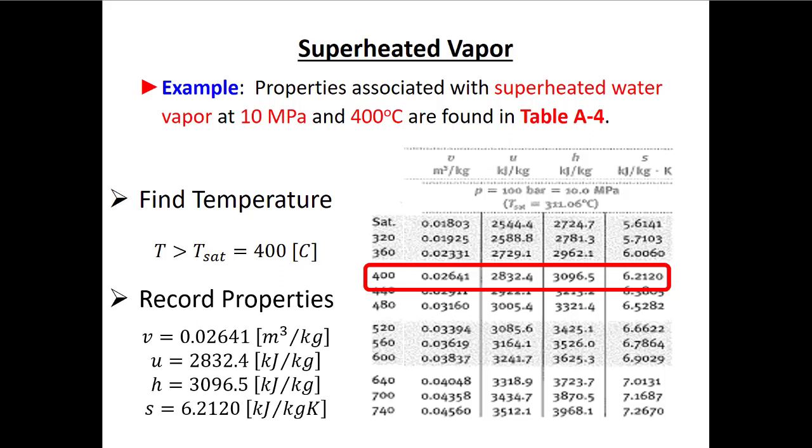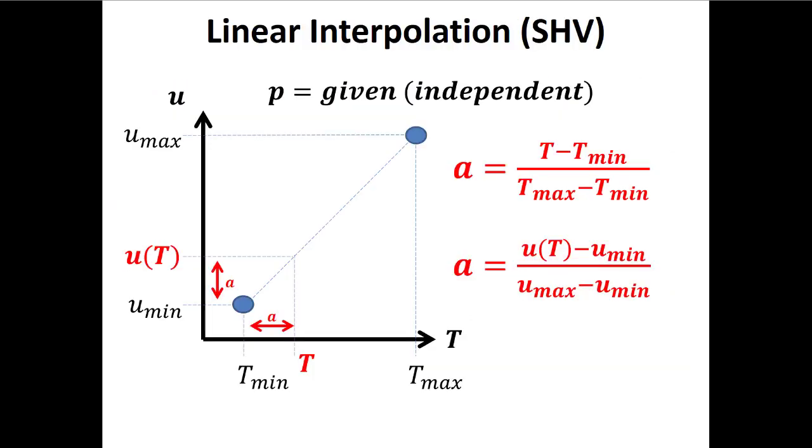If I want the specific internal energy, that's little u, but I can also find specific volume, which is, remember, 1 over density, specific enthalpy, which is little h, and specific entropy, which is little s. So I can look all those things up directly because I have 400 degrees as a row on my table.